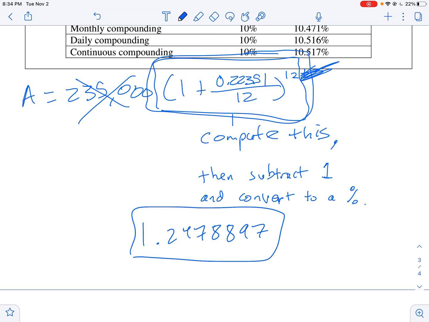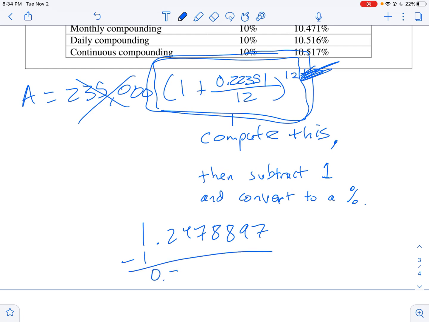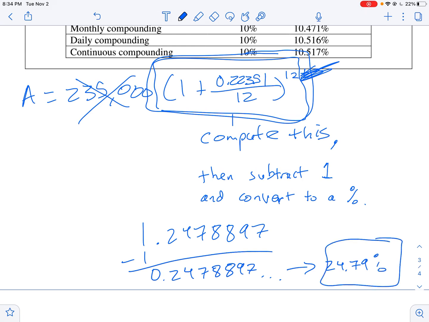But this would represent 124.78%. That's not your effective rate. It's not 124%. You're going to subtract off 1, and you get the decimal 0.2478897, and it does keep going. We're going to convert this to a percent. Multiply by 100, and you get 24.788. Let's just round to the second decimal place here, so 24.79%. This is our effective rate here.